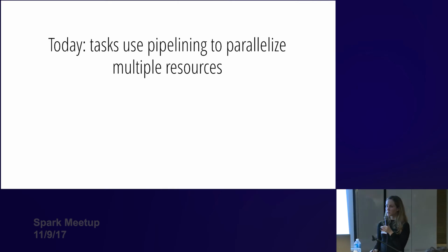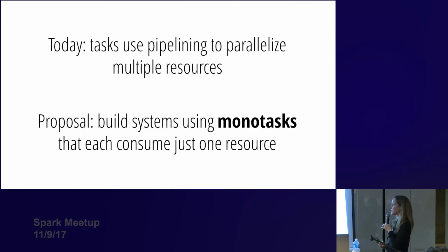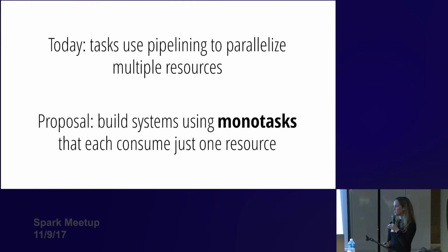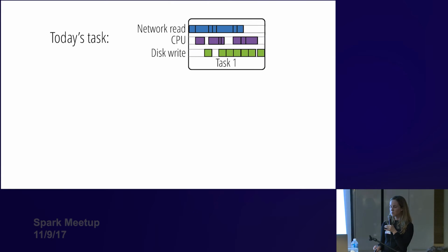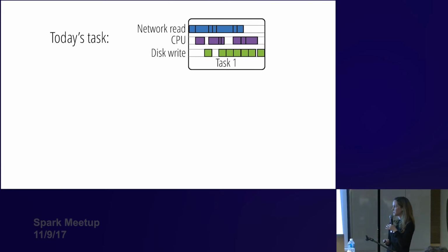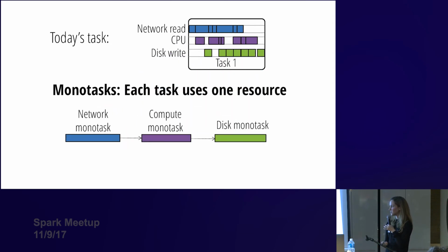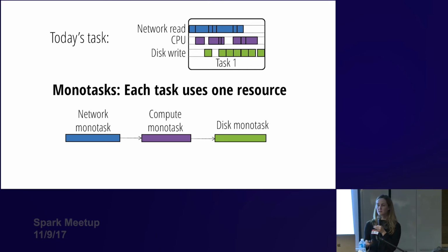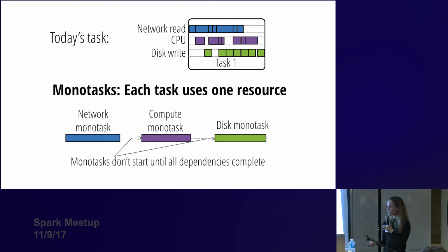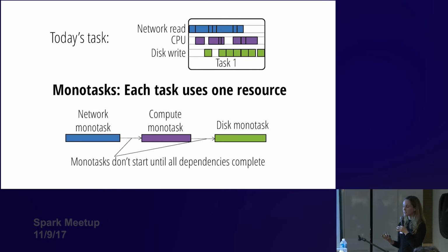The idea of this research project was very simple. It was, let's instead architect these systems where a job is broken into monotasks, and each monotask only uses one resource. So if this is what things look like today, a task that's parallelizing the network, the CPU, and the disk, with monotasks this would instead look like 3 different tasks, one that uses each resource. First, one that uses the network, then one that uses CPU, and finally one that uses the disk. And one important thing about this is that there are hard dependencies between the monotasks. For example, the compute monotask won't start until all of its data has been read over the network.